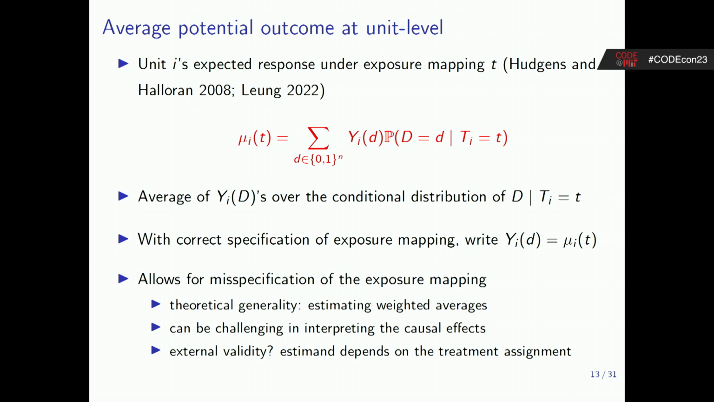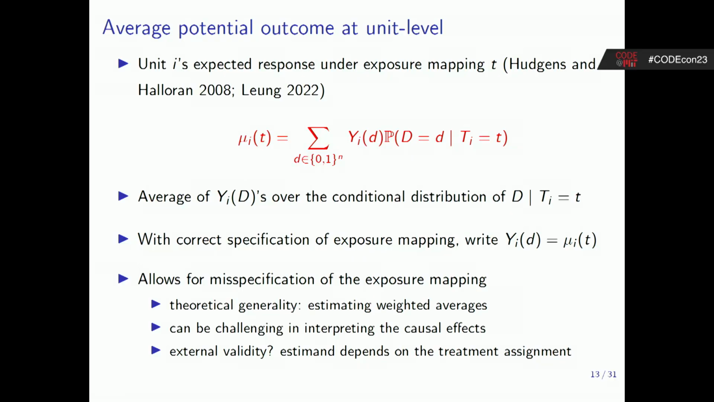Okay. With this T notation, we can define the following quantity, mu_i(T). If you assume the exposure mapping is correct, you don't need this notation because you can just simply write Y_i(D) to be Y_i(T). But for mathematical reasons, we want to be more general. So you can have misspecified T. So in that case, this is the quantity you can estimate. What is this quantity? It's the average of all the potential outcomes over the conditional distribution of the treatment vector. Okay. If it's too complicated, you can just forget about the notation and think we have a correct exposure mapping.